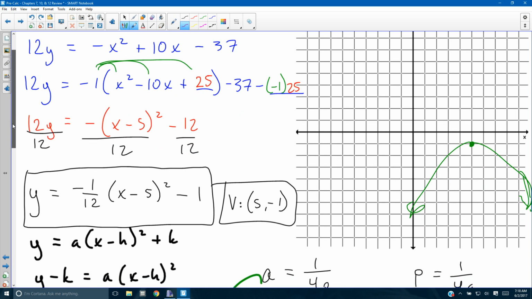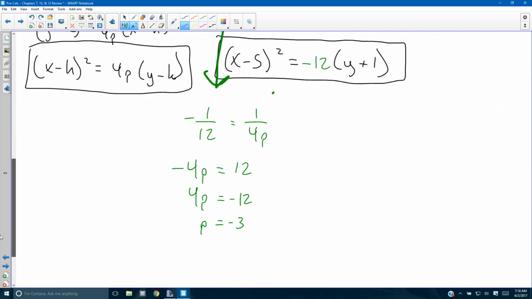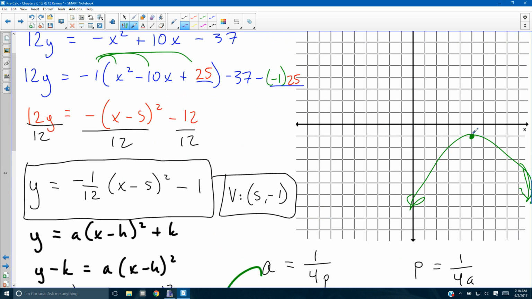P being negative 3 means the focus is 3 down from this point. P is negative 3. I'll go 3 down from here. 1, 2, 3. Here's my focus value. That is the point 5, negative 4. There's the focus right there. The drawing helps, especially when it's a fraction. But the drawing helps note which way you go.